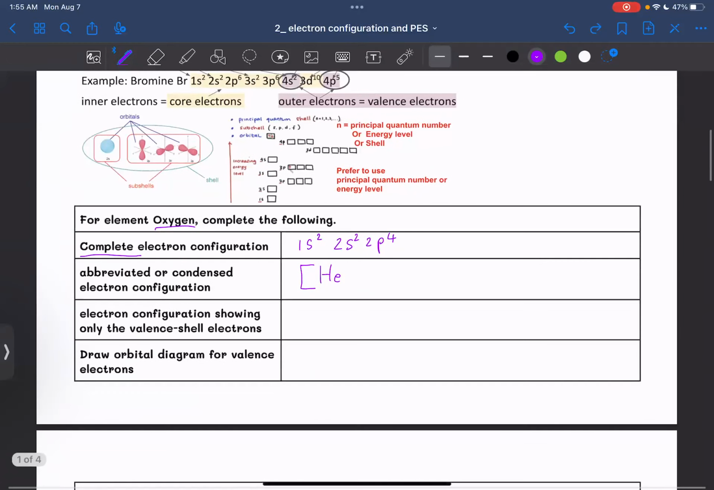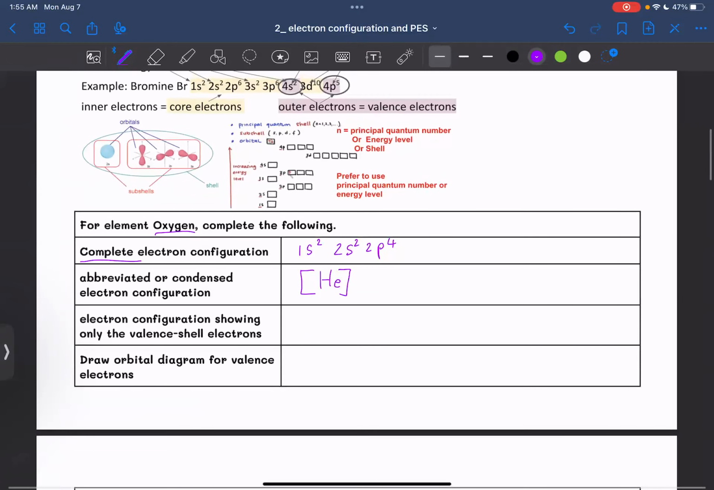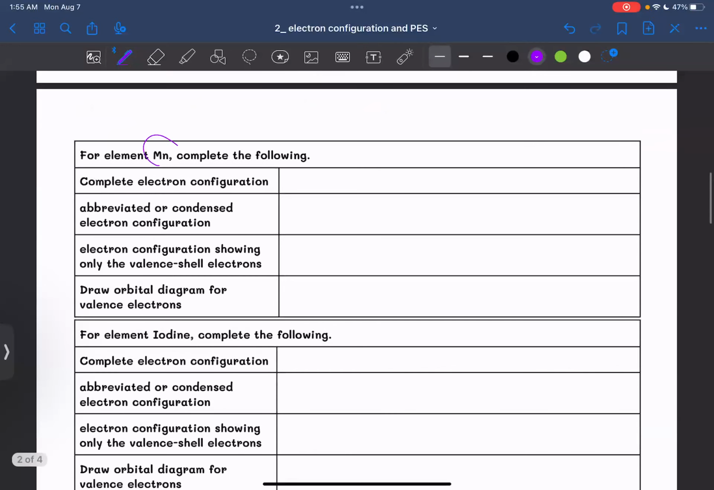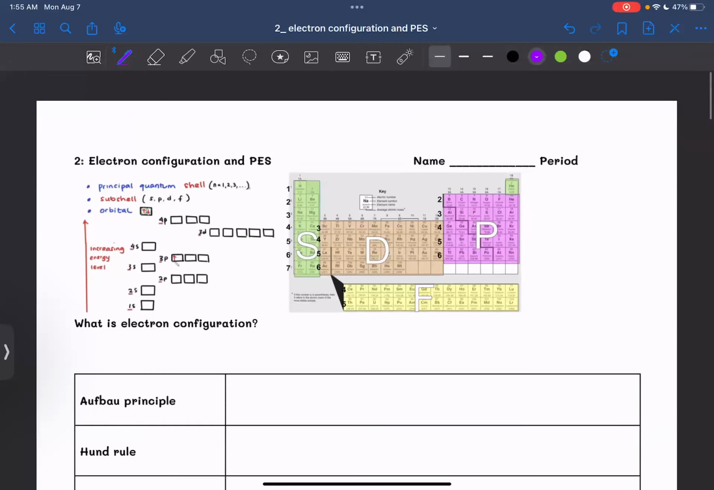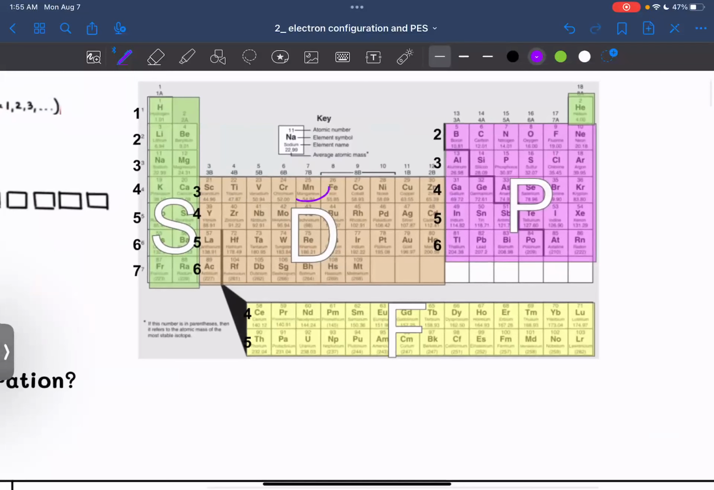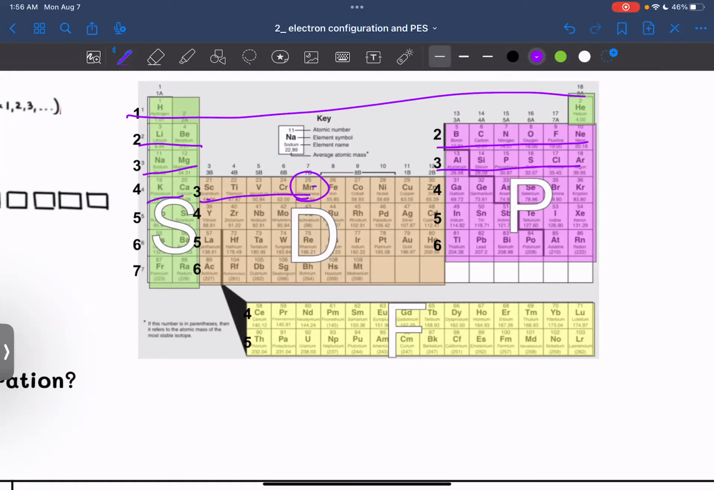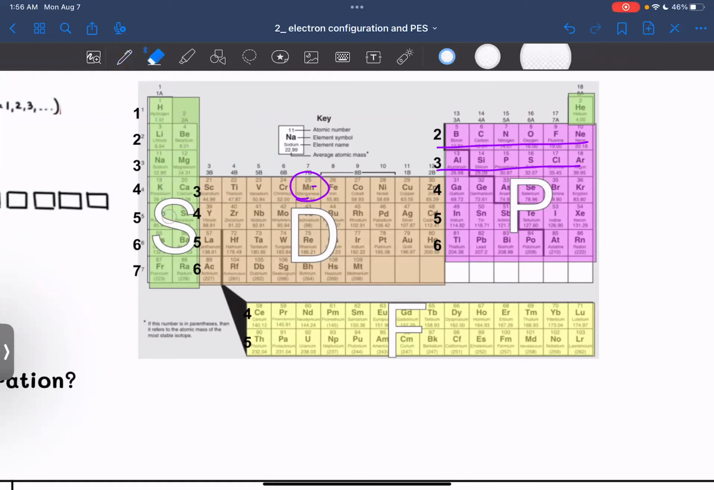Okay, now let's go back. Let me quickly do the next one. Mn, let's take a look. So Mn is right over here. If you want to do it from the beginning, 1s2, 2s2, 2p6, 3s2, 3p6, 4s2, and 3d5. So that's the long form. Now, how about short form?